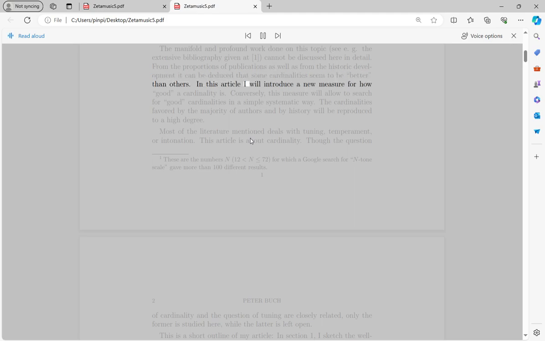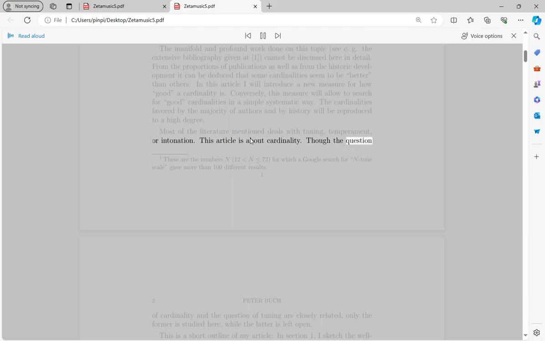In this article, I will introduce a new measure for how good a cardinality is. Conversely, this measure will allow us to search for good cardinalities in a simple systematic way. The cardinalities favored by the majority of authors and by history will be reproduced to a high degree. Most of the literature mentioned deals with tuning, temperament, or intonation. This article is about cardinality.